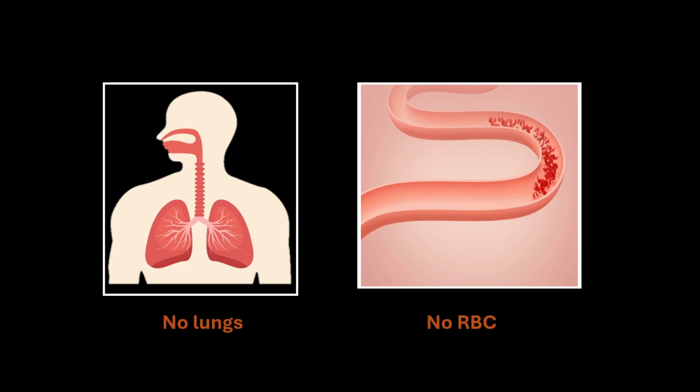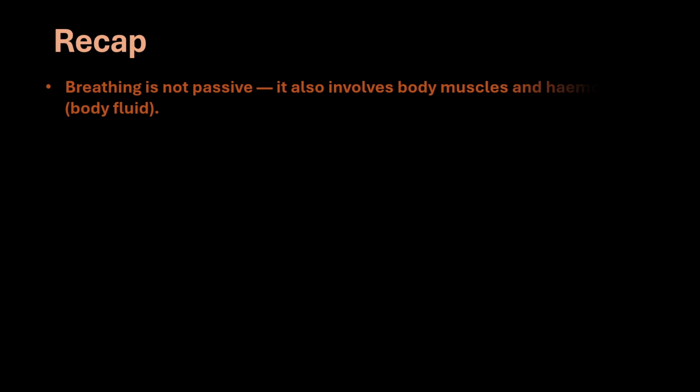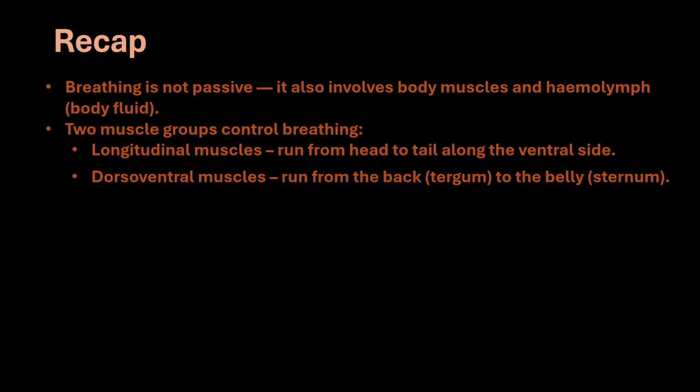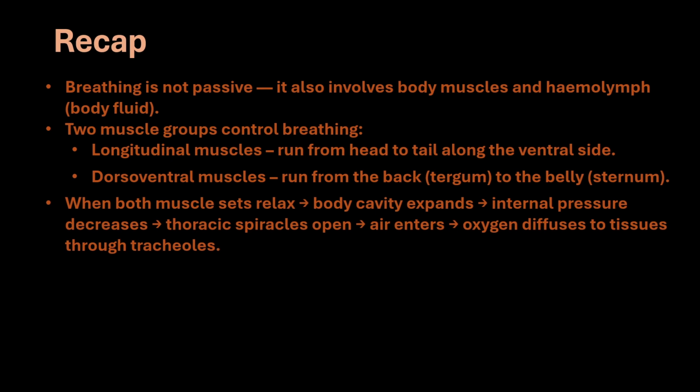So, let's quickly recap what we have learned in this lesson. Breathing is not passive in cockroaches, it involves body muscles and hemolymph. There are two sets of muscle groups which control the breathing. These are longitudinal muscles which run from head to tail along the ventral side. The other set is the dorsoventral muscles which run from the back to the belly. When both muscle sets relax, the body cavity expands, causing the internal pressure to decrease.